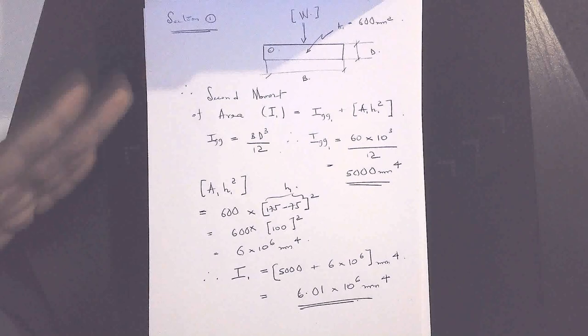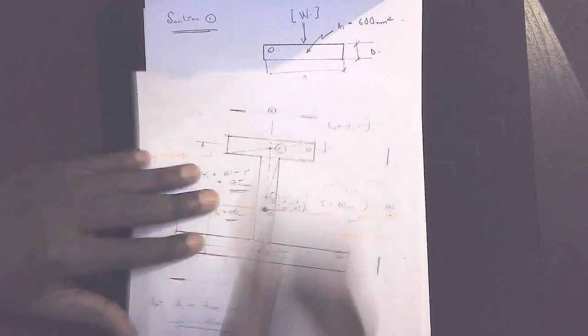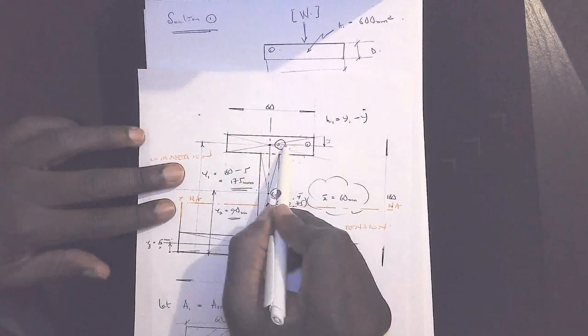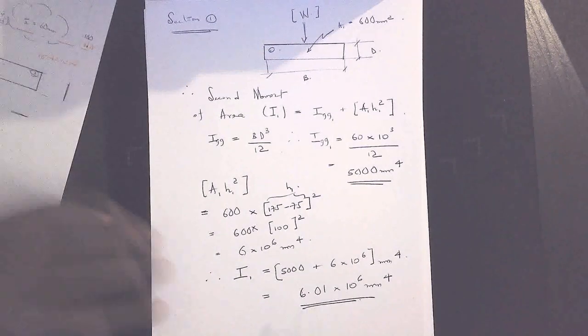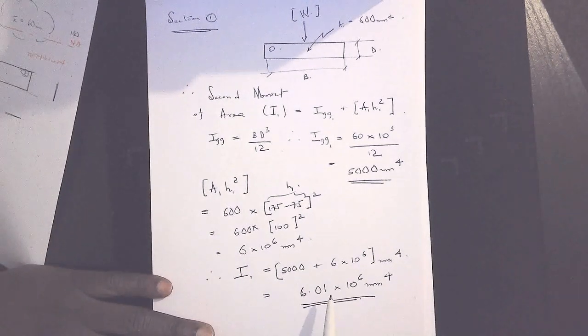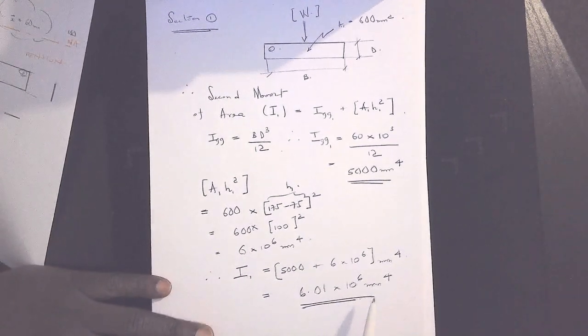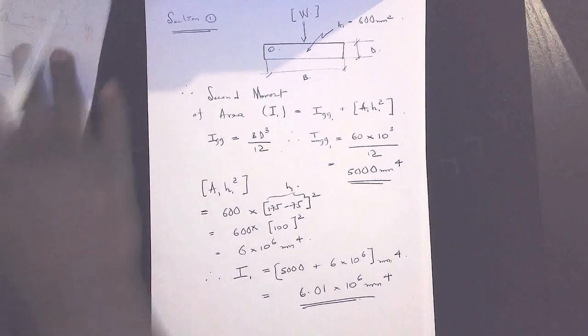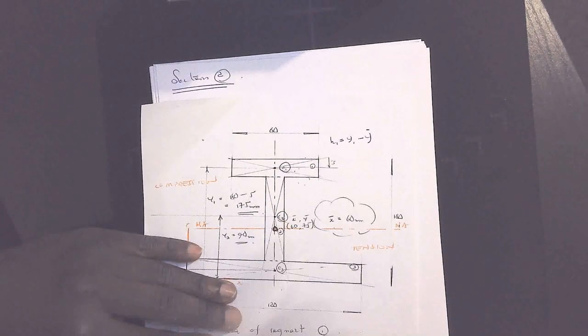So the contribution of the resistance by the upper flange, this part, is basically 6.01 times 10 to the power of 6 millimeters to the power of 4. Okay, so we've done that bit. Then let's look at section 2. Section 2, we're looking at the web.